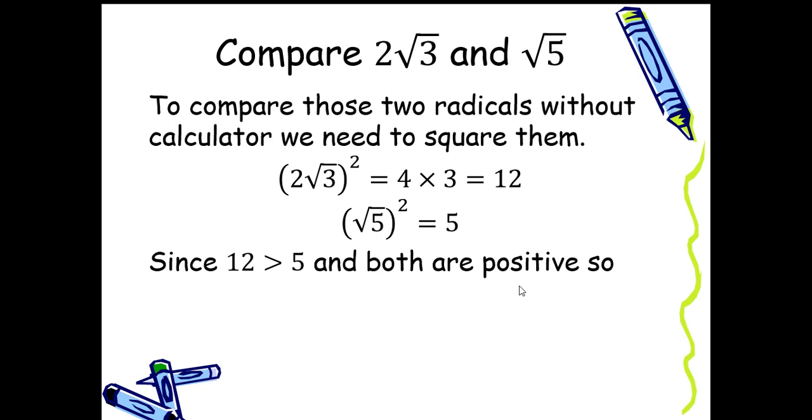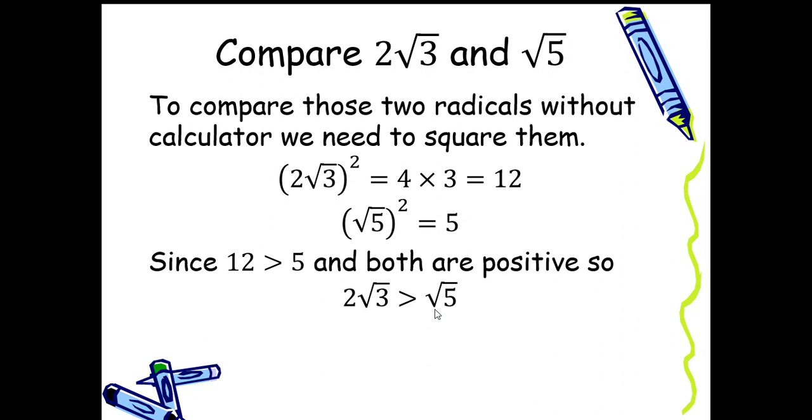And both are positive. This is important to mention that both are positive. Yani, 2 radical 3 and radical 5 are positive numbers. I'm comparing those positive numbers. So 12 is bigger than 5. It means 2 radical 3 is bigger than radical 5. So which number squared gives me 12? It's 2 radical 3. I have it here. So I can write directly that 2 radical 3 is bigger than radical 5.